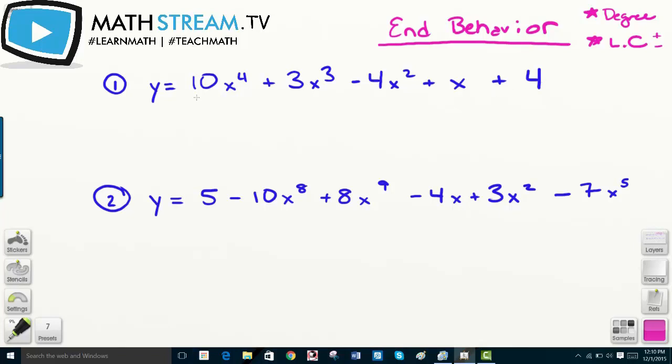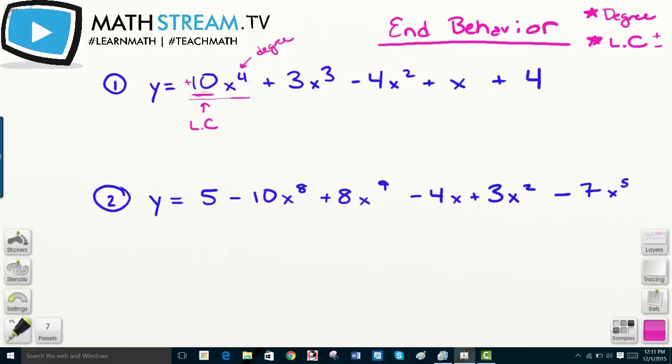So I can go to my first term and say, what is the degree? Well, the degree is 4. That's the degree of the function. And I can say, what is the leading coefficient? Well, the leading coefficient is the number out front of the variable with the highest power. So 10 is our leading coefficient. And the most important thing here is that we have a positive 10.